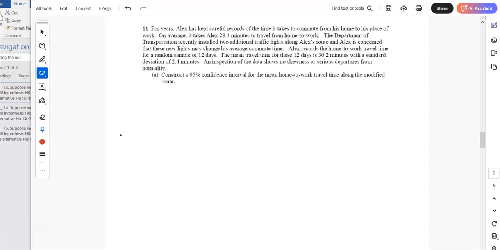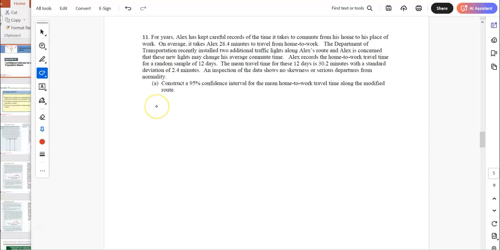Mean is 32.2, standard deviation of that, etc. The data shows no skewness or serious departures from normality. Construct and interpret a 95% confidence interval for the mean home-to-work travel time along the route. So mu is Alex's true mean home-to-work commute time along the modified route. I guess you should say that 95% is the confidence level.